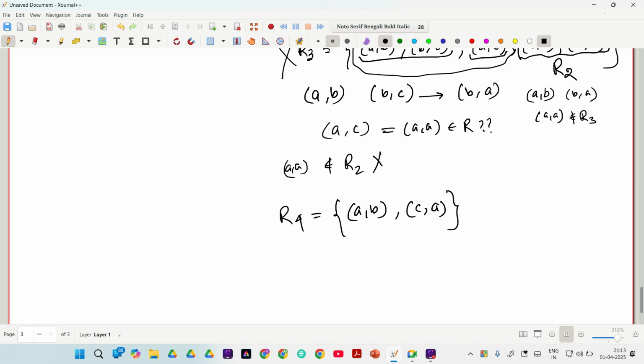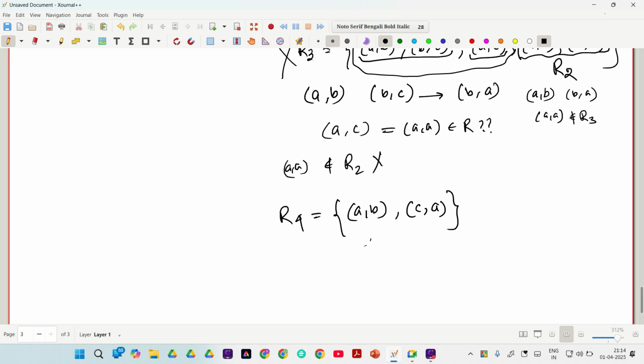So it's transitive. Why? Because it has A comma B and C comma A, and there are no other elements. So you cannot find any A comma B and B comma C such that you have to check whether A comma C belongs to R, right? Right. Yes.